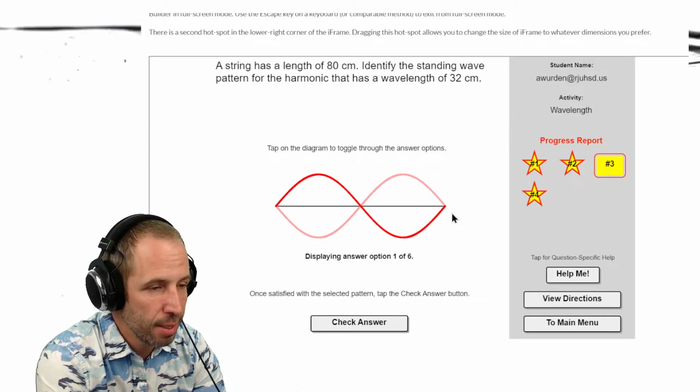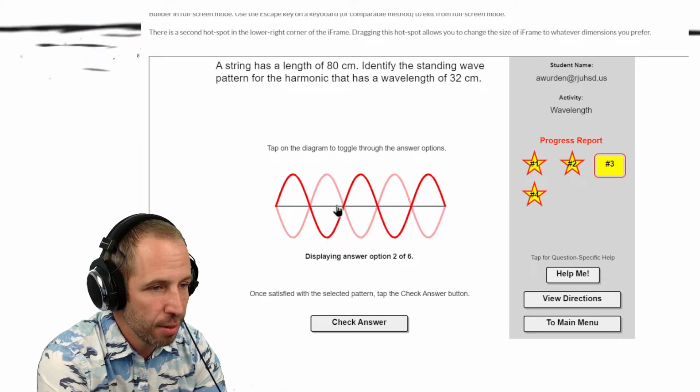Okay, that's 80. 32 would get me to about here. Oh, there we go. So this gets me to 32. This gets me to 64. The remaining half wavelength is 16 more.